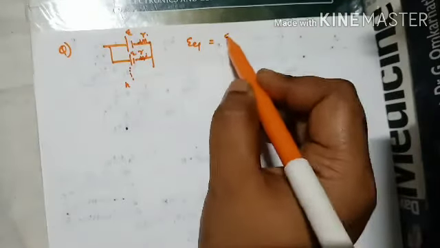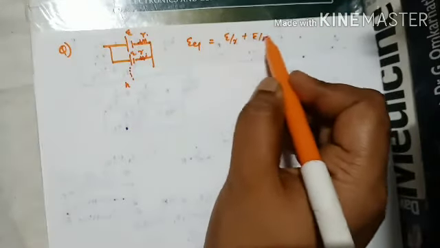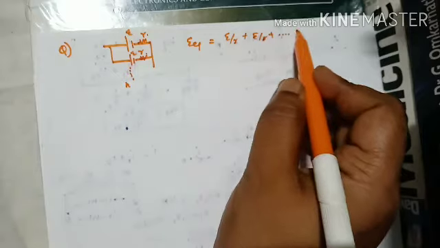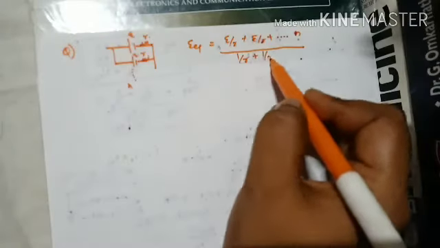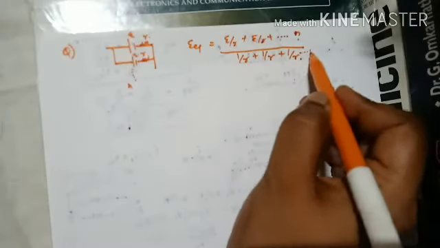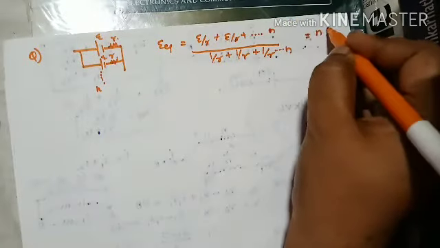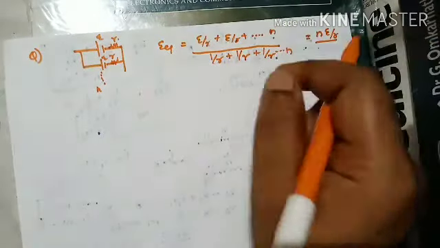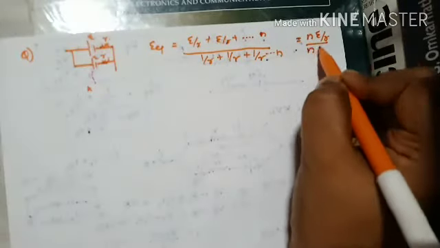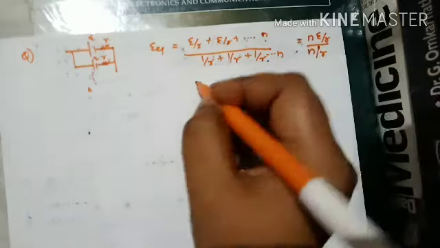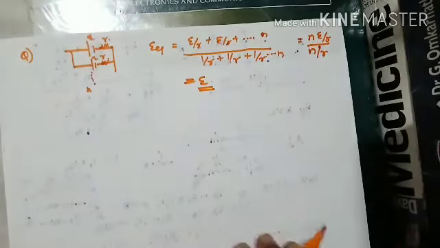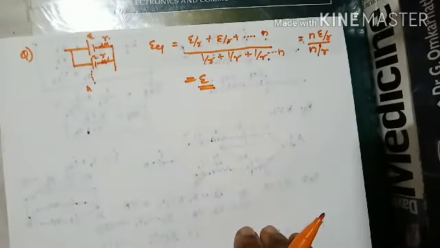That is E by R plus E by R, and this goes on till how much? N times, right? And in the denominator it will be what? 1 by R plus 1 by R plus 1 by R, and how much? N times. So here in the numerator, can't I write it as nE by R? There will be n terms like this, and in the denominator there will be n terms of 1 by R. So what happens when I calculate? It is E itself. See, very easy, right?